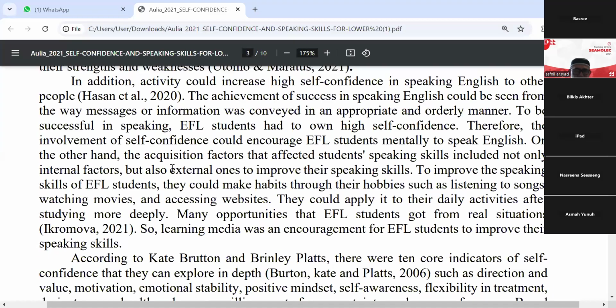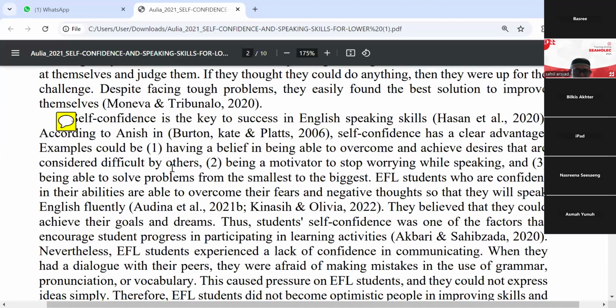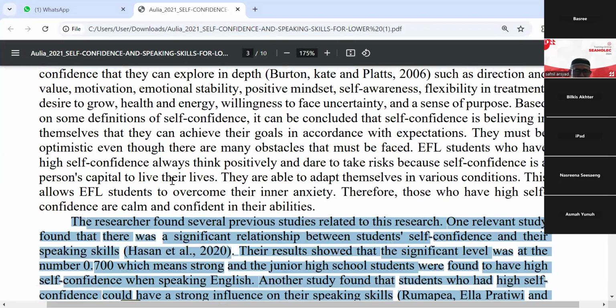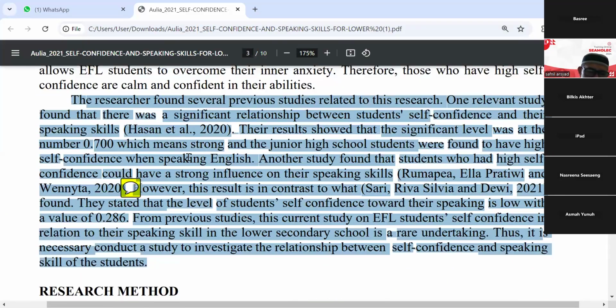Okay. Is there any question about this one? Yeah, it is okay. This is the literature review, but you cannot really see the organization of the literature review because there are only three of them.